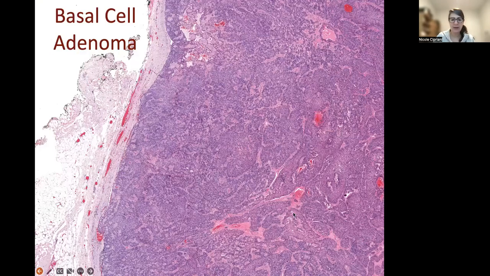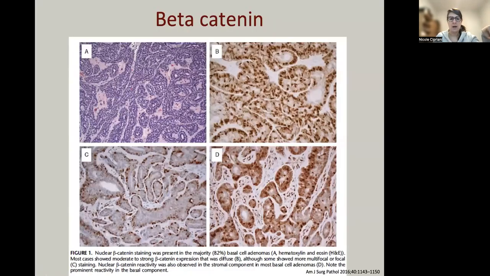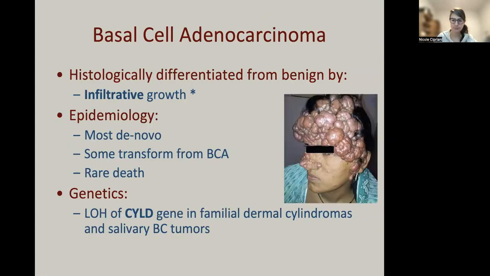Here's a low power of a BCA, very, very blue. Higher power, you can see this peripheral palisading at the edge. You can see these pink eosinophilic stromal globules. That's probably basement membrane type of material that's secreted by the tumor cells. You can find beta-catenin nuclear expression in these tumors, which is a surrogate marker for beta-catenin mutation. All right, so that can be helpful diagnostically.